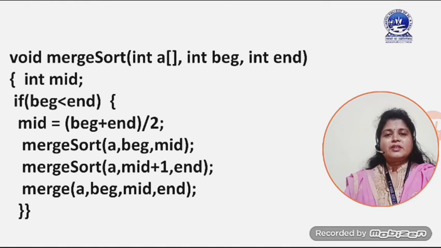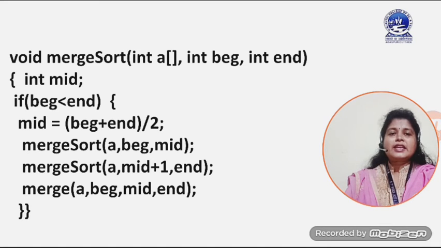Then inside the function I have used int mid. If beg less than end, then mid equal to, obviously at the first case, suppose your list consists of 10 elements, then the first location number is 1 and the end represents 10, so the condition is satisfied. Okay, then inside the if block, we are calculating the mid location number, (beg + end) divided by 2, and we are calling mergesort(a, beg, mid).